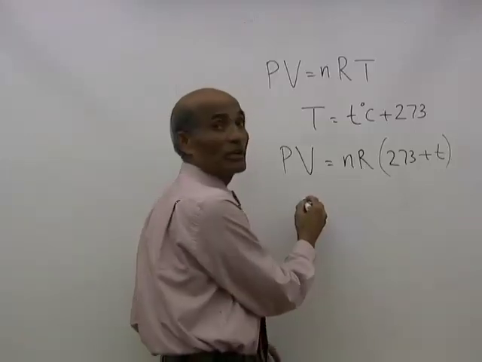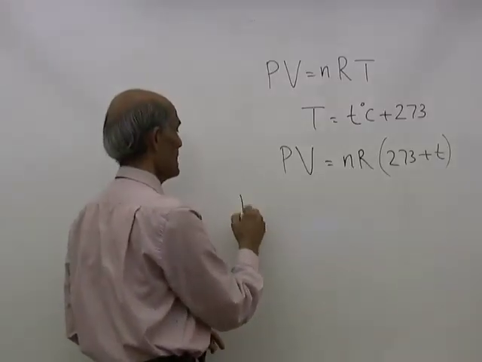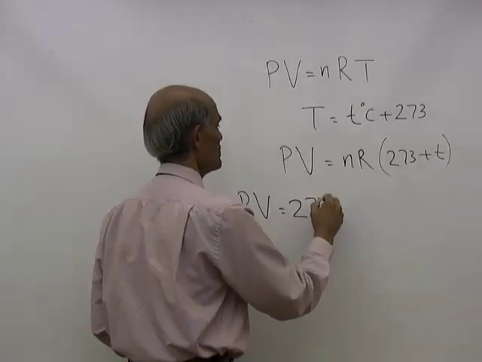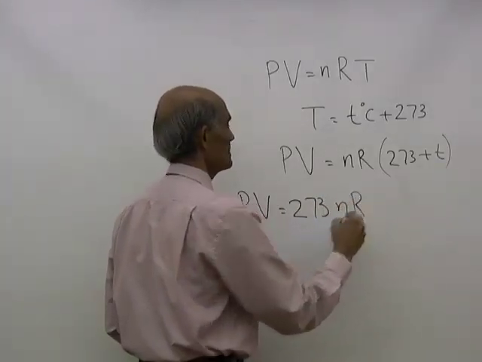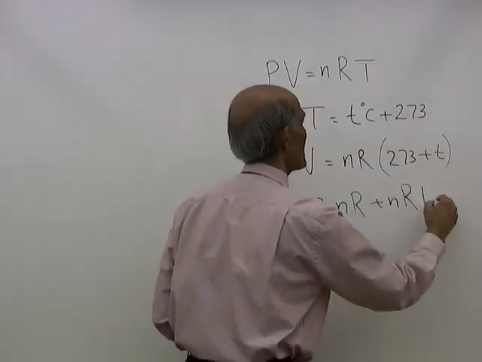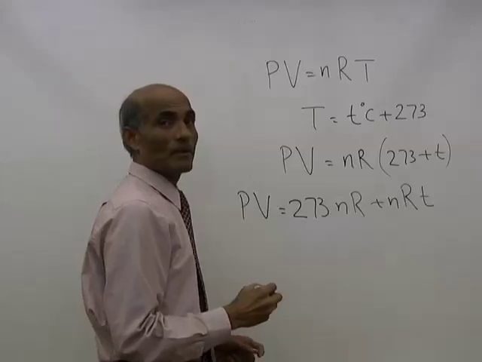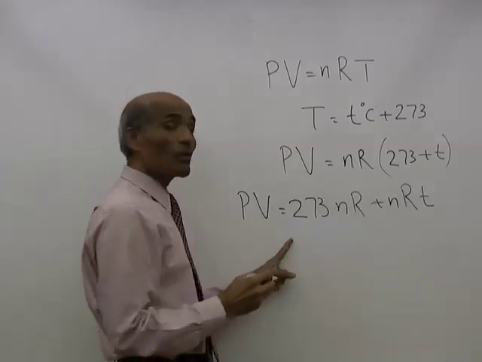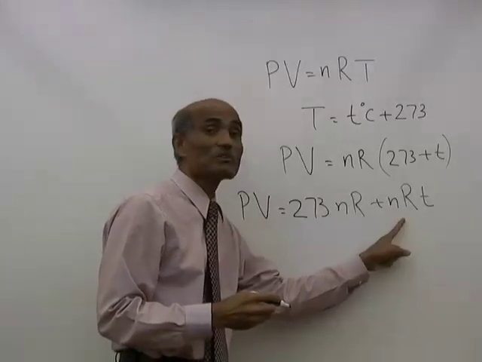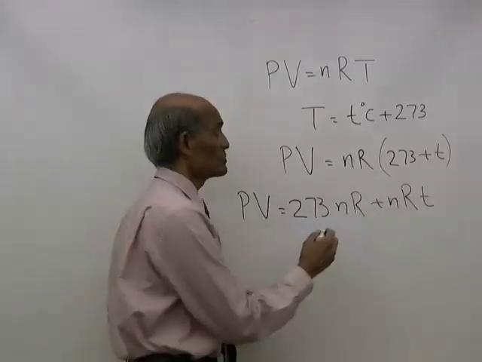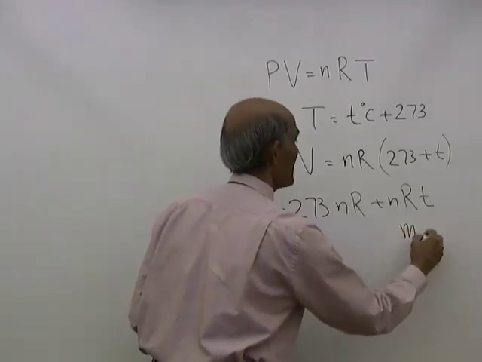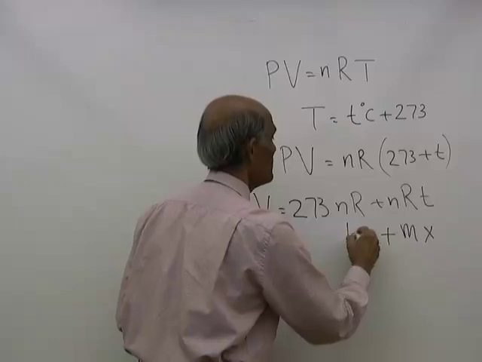Now, this becomes PV equal to 273 nR plus nR times T. Alright, now this equation is of the form y equal to mx plus b. You see that? Look at that, I'm going to write it. y equal to mx plus b.